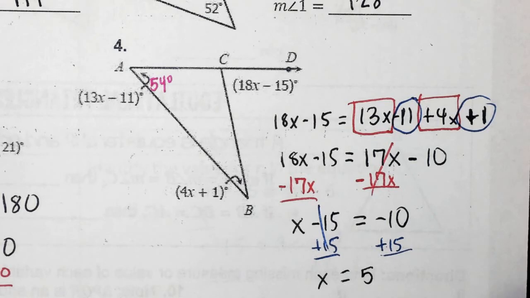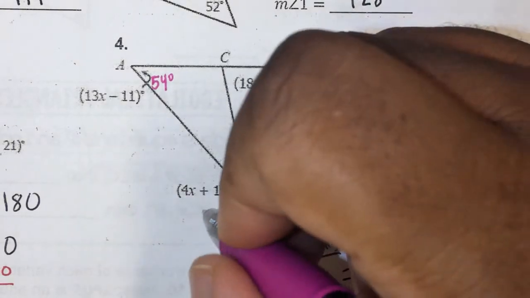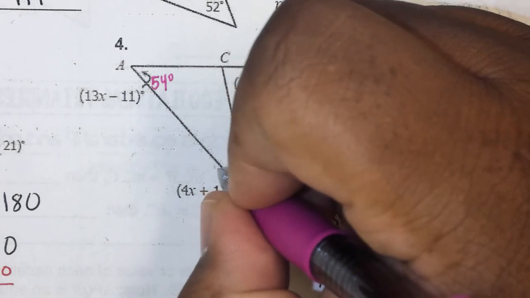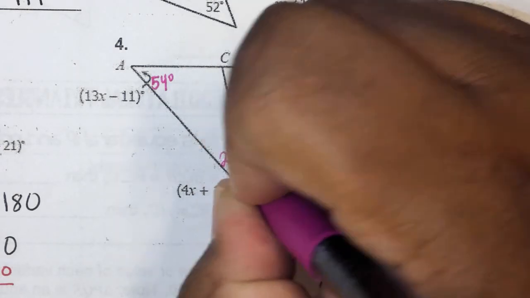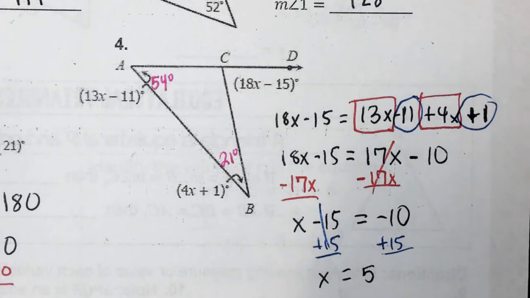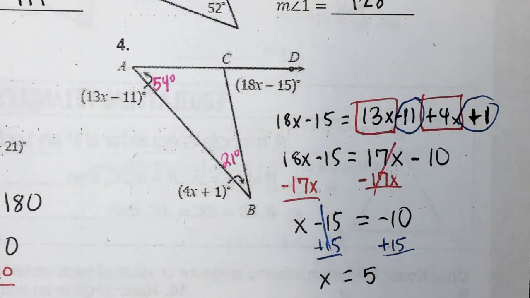Which expression is that? 4x plus 1. So you said what now? Man, you were tripping. You subtracted 1. Next one is asking for DCB. Which expression is that?